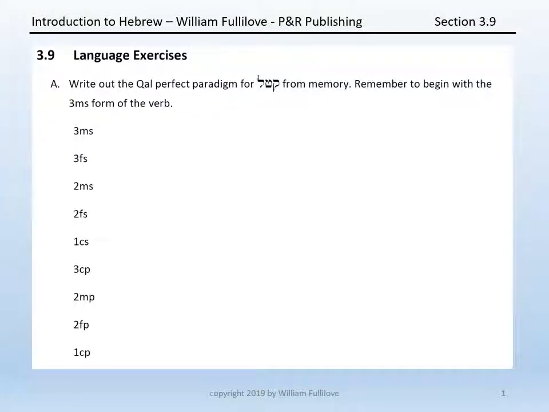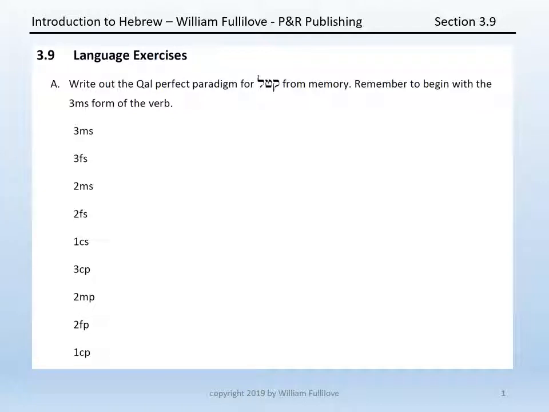The first of the language exercises for Chapter 3 simply asks you to memorize the qal perfect paradigm. You should be able to say and write the paradigm quickly and with no difficulty or doubt from memory. Remember that in Hebrew study we begin with the third masculine singular form of the verb.